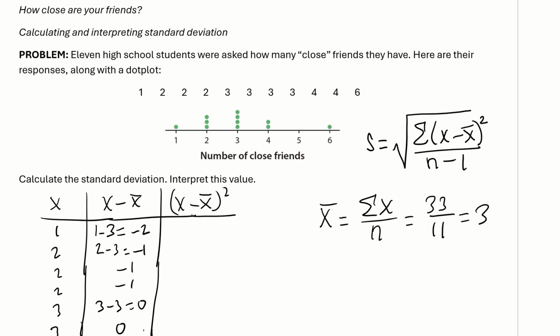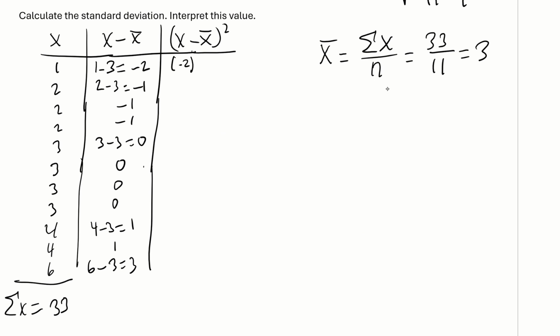Then we got to square it. Why? Because the formula has the squared in it. So negative 2 squared is 4. You will never get negative numbers from this. Please do not put negative numbers in this column. A lot of students do this, even though I mention it a lot of times. Do not put negatives in this column because a negative number squared is positive. So when you square the number, ignore the negatives, right? Negative 1 squared is 1. You got 1, 1, because if you put negatives here, you're going to get the wrong answer. 0 squared is 0. These are all zeros. We got 1 squared is 1. 3 squared is 9.